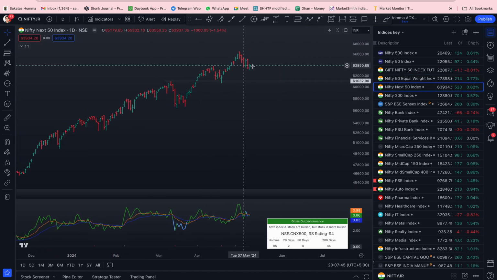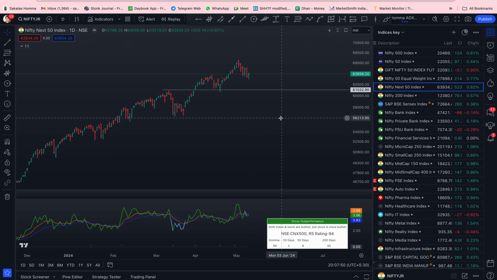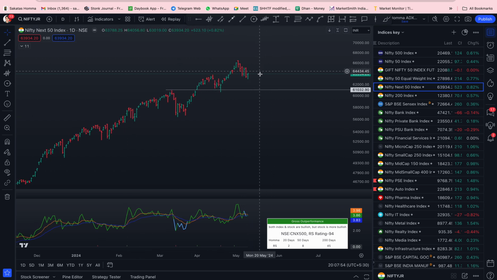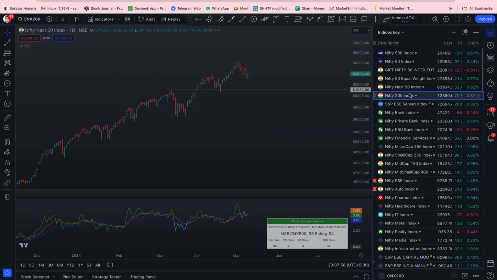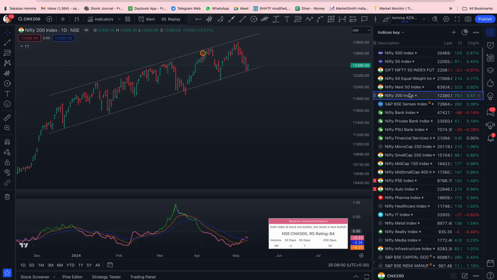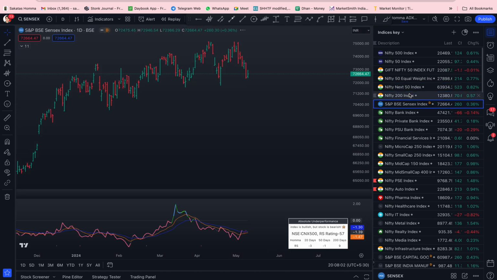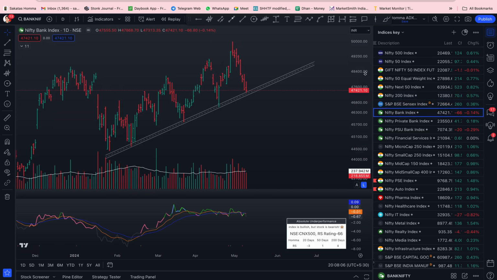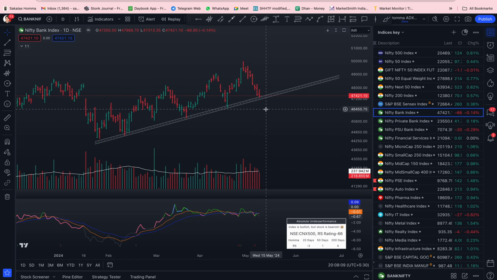Next, Nifty Next 50 is one of the most bullish and has the highest relative strength. This is some way up from the support, but Nifty 200 is again around the supports, Sensex around the supports, Bank Nifty around the support. But you can see that Bank Nifty had huge selling, from the volumes here.